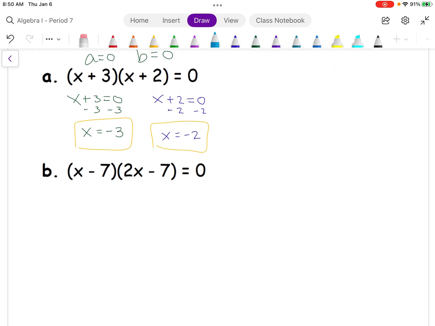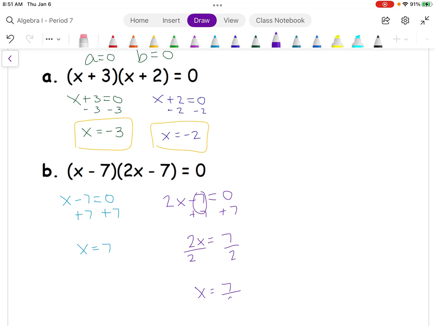So looking at letter B, we're going to do the same thing. If we have x minus 7 times 2x minus 7 equals 0, the only way it can be equal to 0 is if x minus 7 equals 0, or if 2x minus 7 equals 0. So if we know that, we can just solve for x. That's our job here, solving for x. So x could be a positive 7, or, if we add 7 on both sides using our inverse operations, we get 2x equals 7, so we can divide by 2 on both sides, and we see that x could be 7/2. So x is 7 or x is 7/2. Those are the only two numbers in the entire world that could make this equation true.